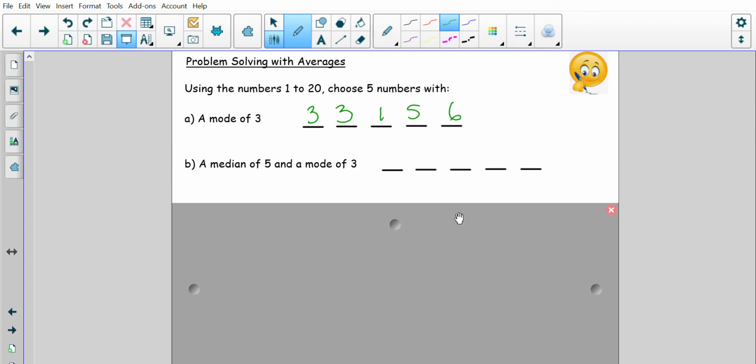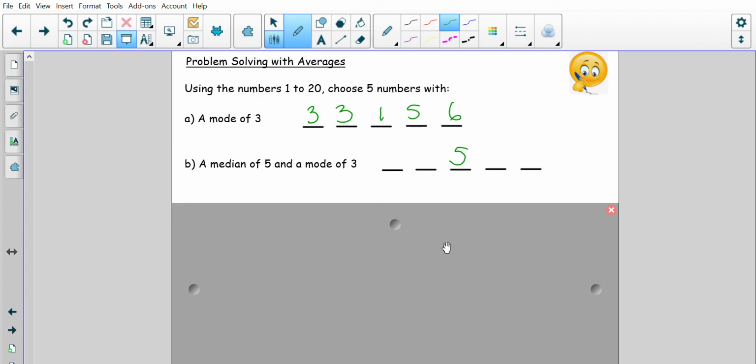This time, again, I want 5 numbers, but I want to have a median of 5 this time as well as a mode of 3. So you can see I've put out 5 spaces to put my 5 numbers in. It's often a good way to start. Now I know if my median has to be 5, I need a 5 in the middle, so I'm going to start by putting a 5 in the middle.